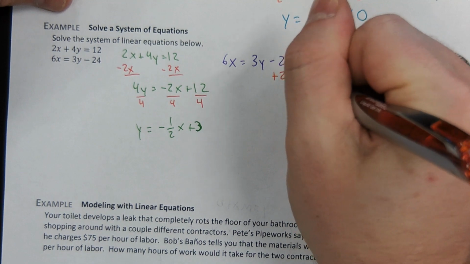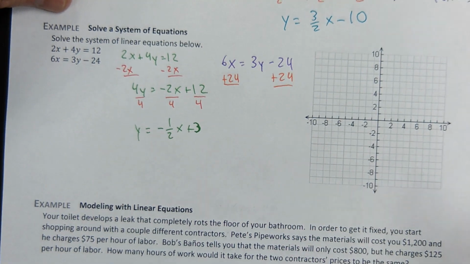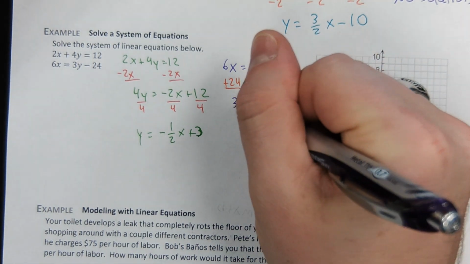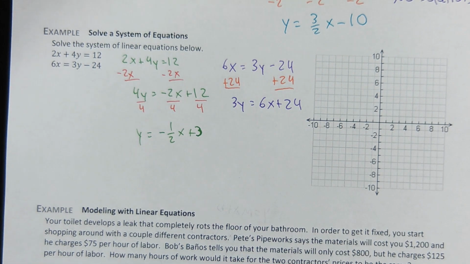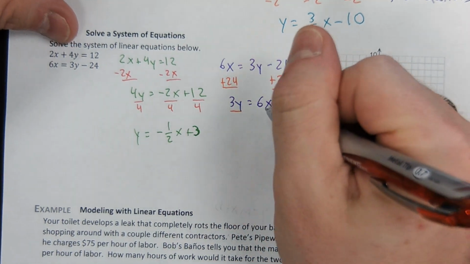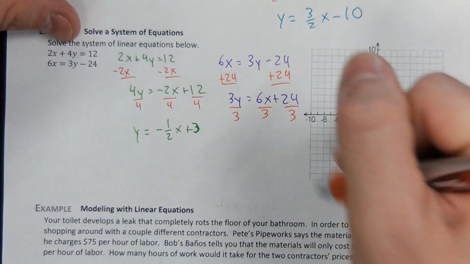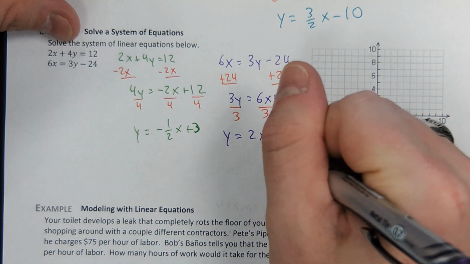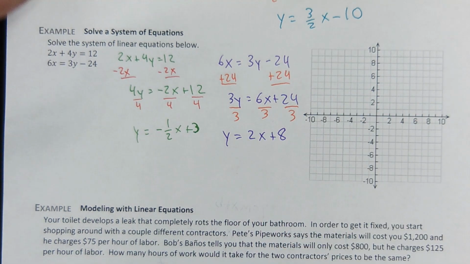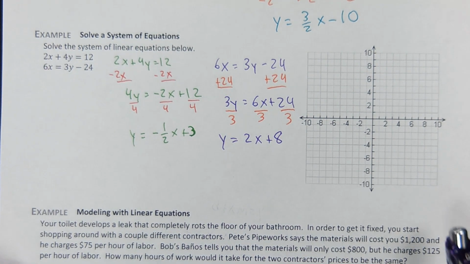I'm going to add 24 to both sides. And I'm also going to write it backwards at the same time. So 3y equals 6x plus 24. Then divide everything by that 3. Y equals positive 2x plus 8. We're going to graph the green and purple lines now.